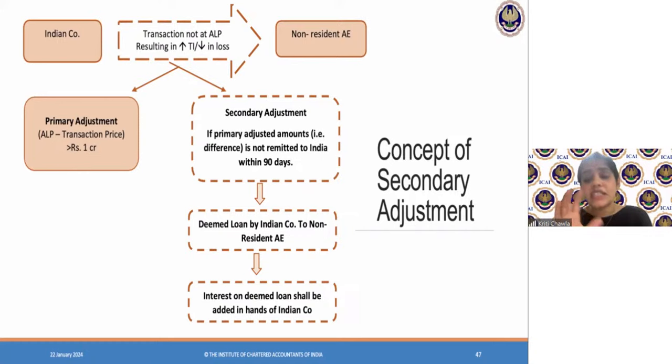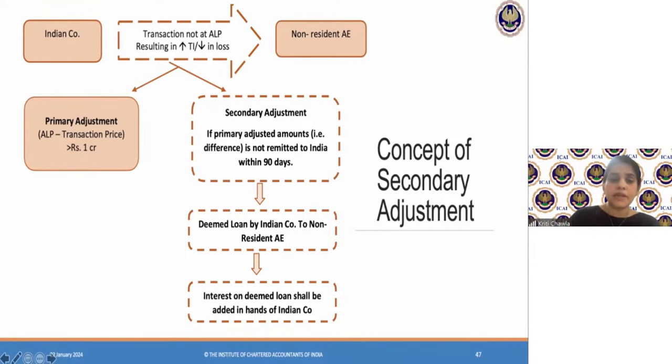But you will have to make sure that secondary adjustment cases arise only if the primary adjustment is more than 1 crore. So in our example, obviously, it was 40 rupees. Just kidding. Let's make it 40 crore rupees. So in our example, the Indian enterprise transacted with the non-resident at, say, for example, 80 crore rupees. And this is where Indian tax authorities said that no, the ALP would have been 120 crore rupees. So obviously there will be a primary adjustment of 120 crore, which is the ALP, minus the transaction price, which is 80 crore.